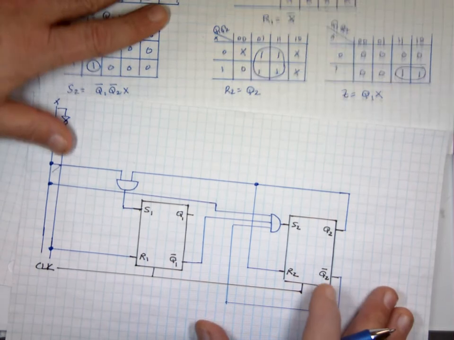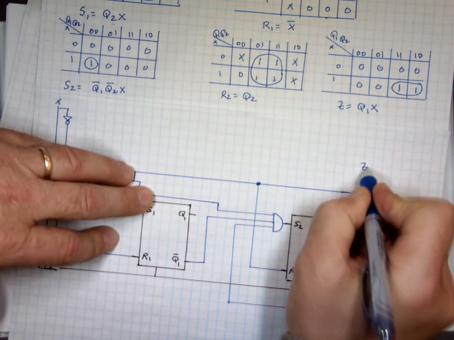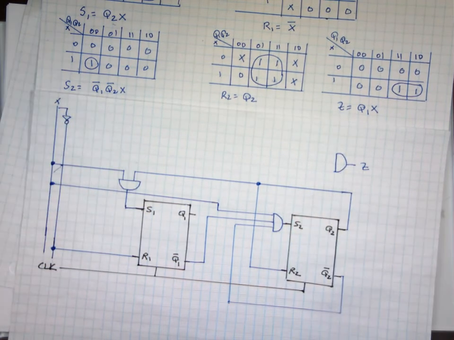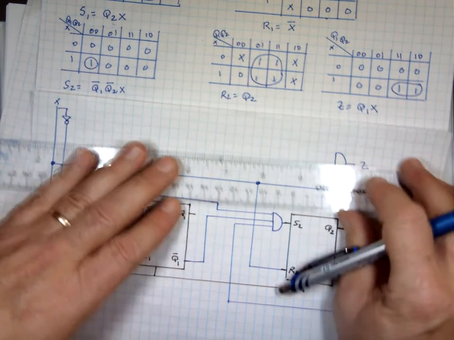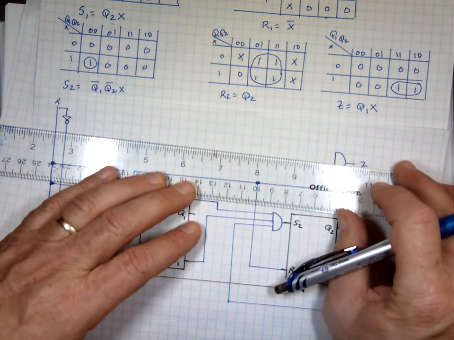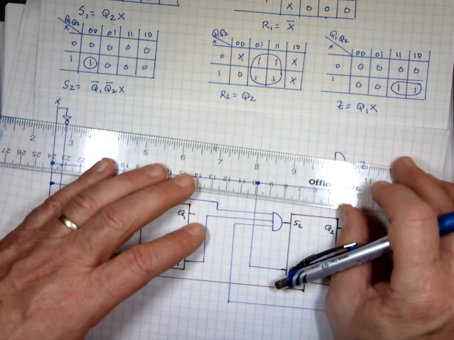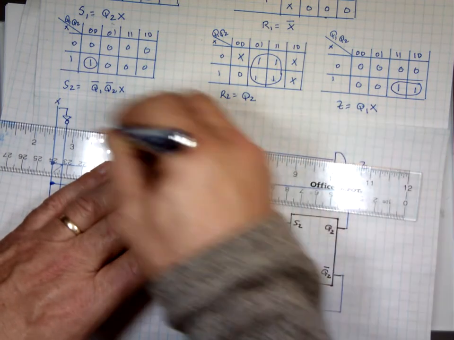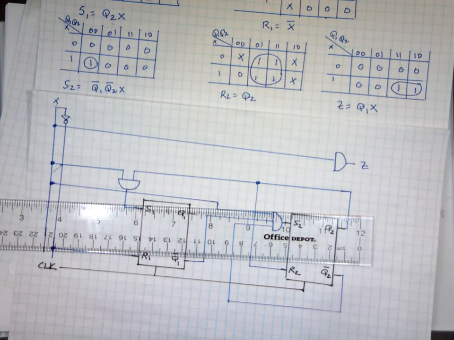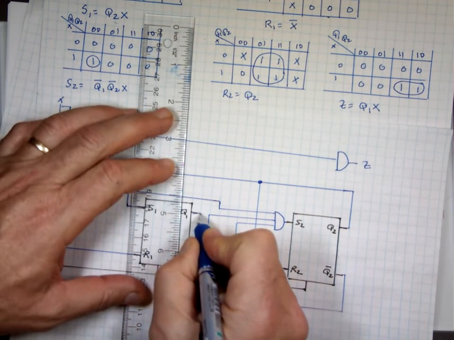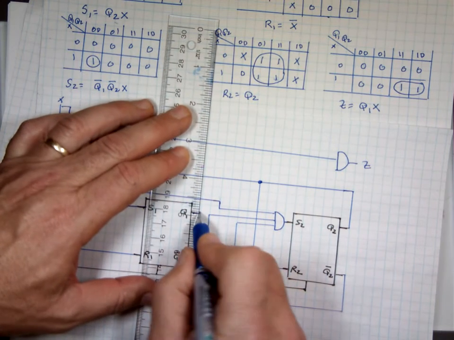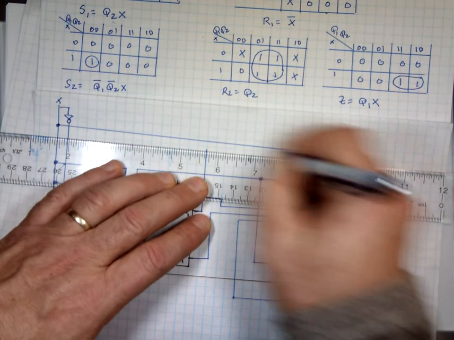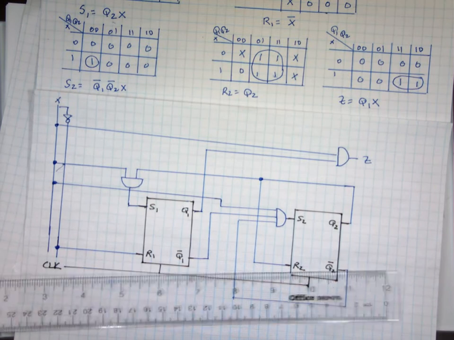Here we go. It's an AND gate, and there are two inputs: Q1 going to it and X. This is X going to it, and the other one is Q1. And that's the circuit now. That will give me the state diagram.